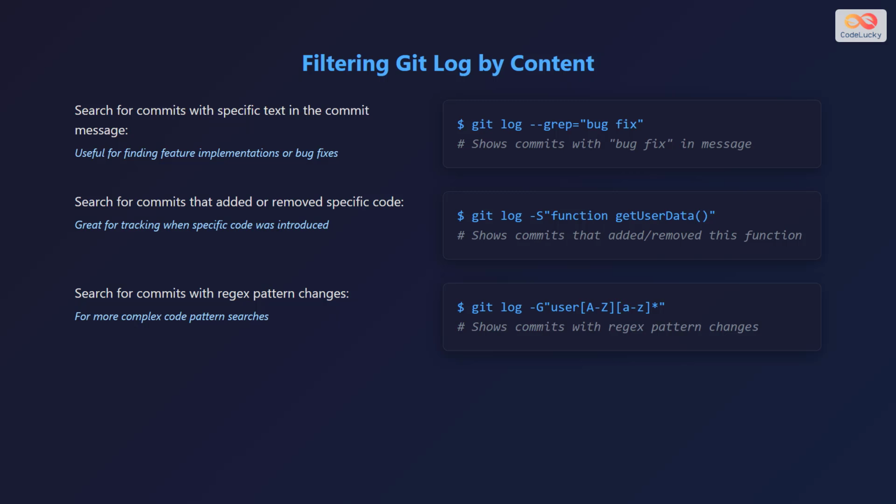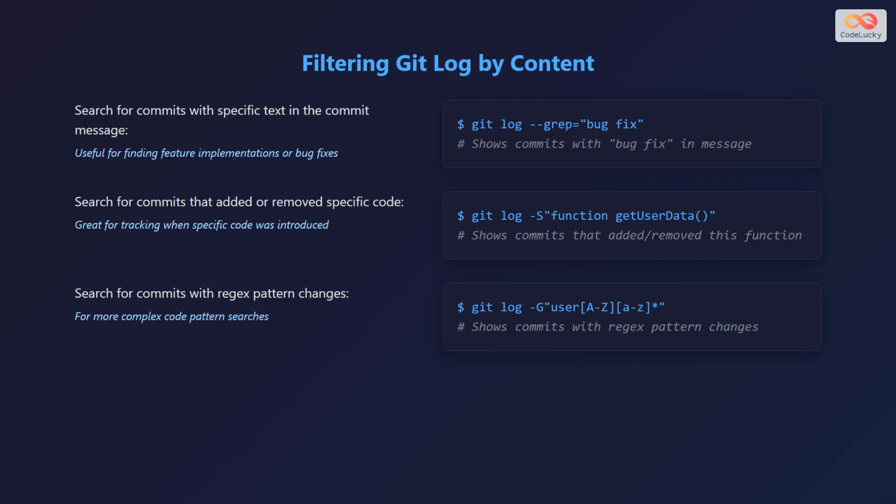Git Log allows you to search for specific content within commit messages or code changes. You can search for commits that contain specific text in their commit messages. This is useful for finding commits related to a particular feature implementation or bug fix. To do this, use the --grep option followed by the text you want to search for. For example, git log --grep="bug fix" will show commits with the text bug fix in their commit messages.